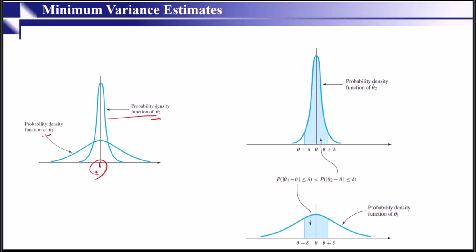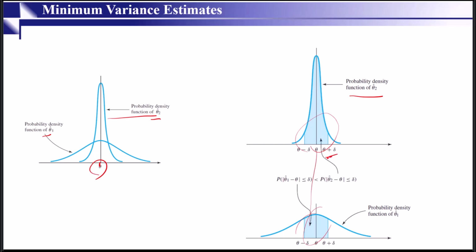We want to compare them and find out which one is better. It seems they are different in terms of variance. In this figure, we can see that theta hat 2 is a better point estimate compared to theta hat 1, because variance of theta hat 1 is greater than variance of theta hat 2.